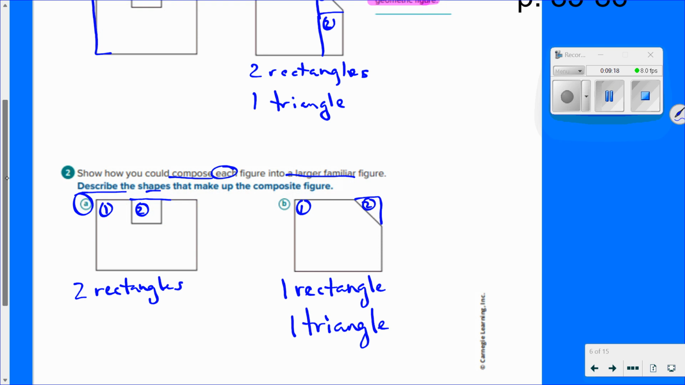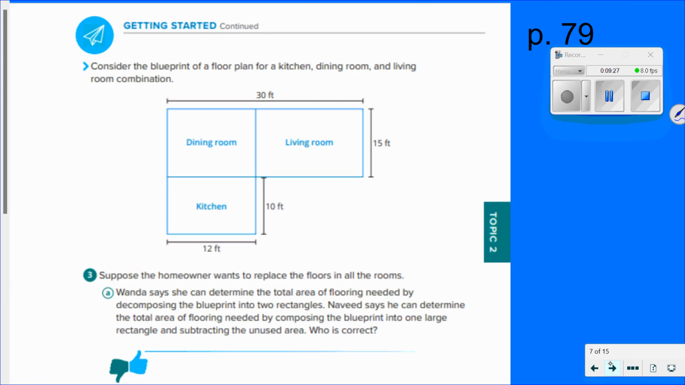Okay? Does everybody kind of understand the concepts here? Yes. Okay, I hope so, because now we're going to give you a chance to practice it. Let's go ahead and go to page 79.